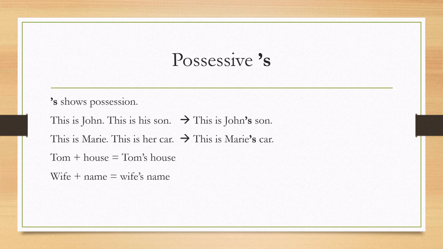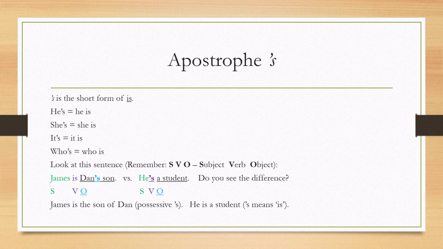We can continue with 2 more examples. Tom plus house gives us Tom's house. Wife plus name gives us wife's name. Notice the Tom's house, that apostrophe s sounds like a z, but with wife, it sounds like an s, a normal s, wife's name.